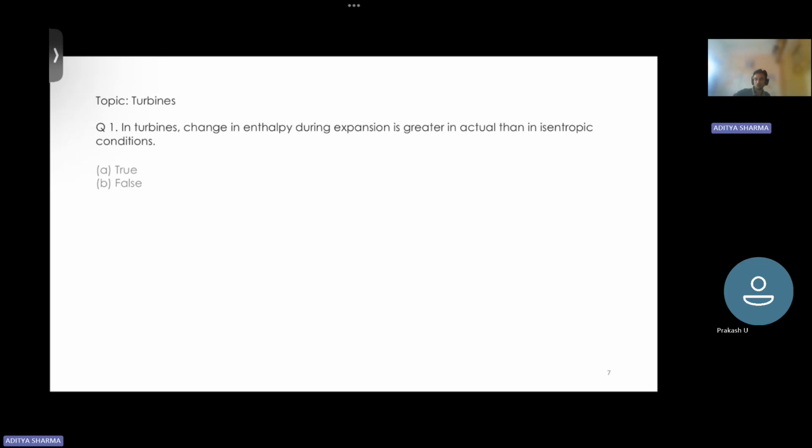So conceptual questions I have kept pretty straightforward. If you have gone through the notes of your lectures, you'll be able to answer these questions. So the first question is on turbines, from lecture 7, and it states that in turbines, change in enthalpy during expansion is greater in actual than in isentropic conditions. So this will be a true statement or a false statement.